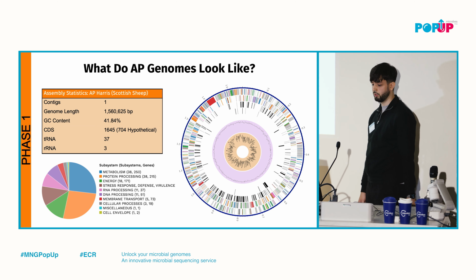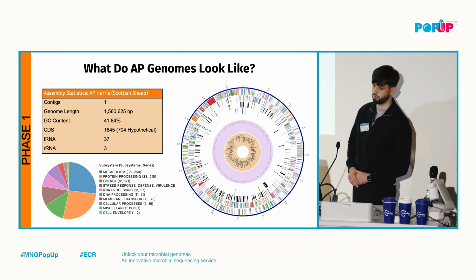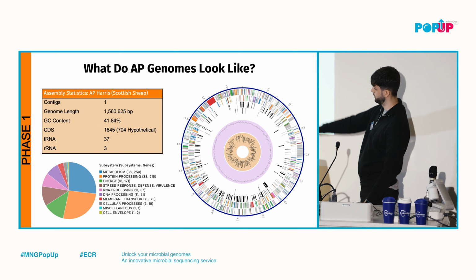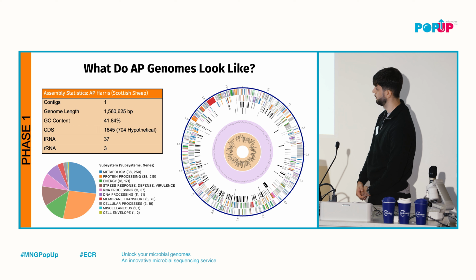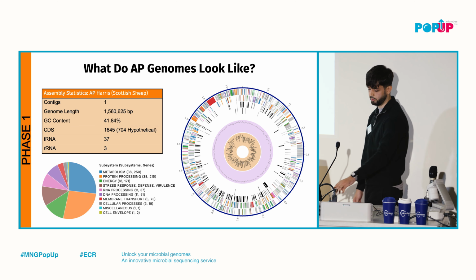We believe there are 1,645 coding genes, 704 of which we couldn't assign a function. And if you look at the subsystem analysis there, you can see the vast majority of genes are involved with metabolism and protein processing, which is also very typical of this kind of bacterium.